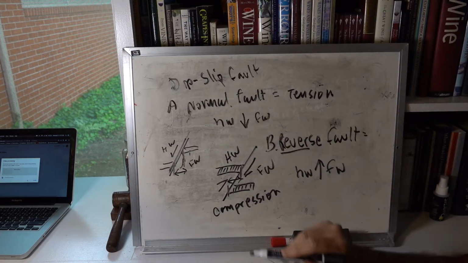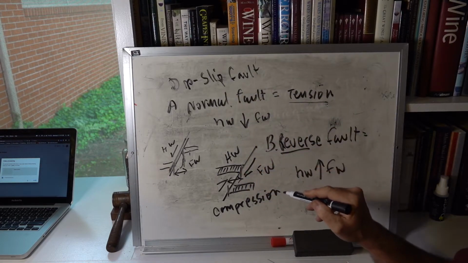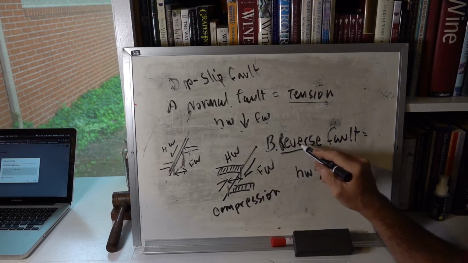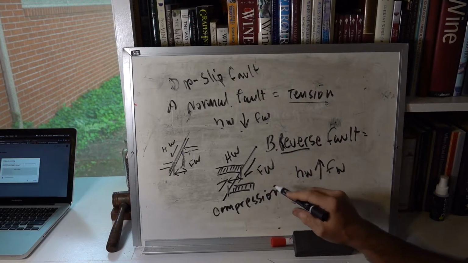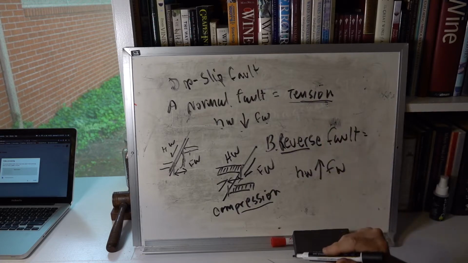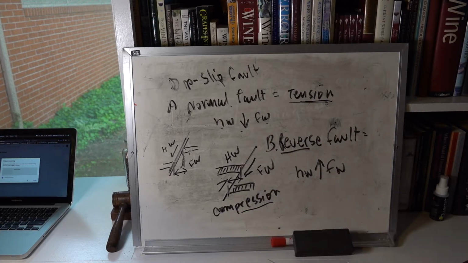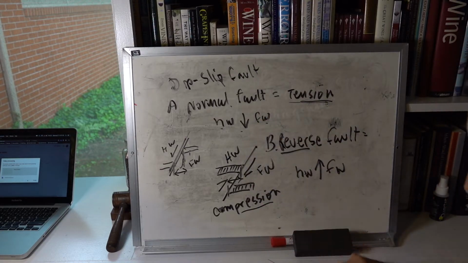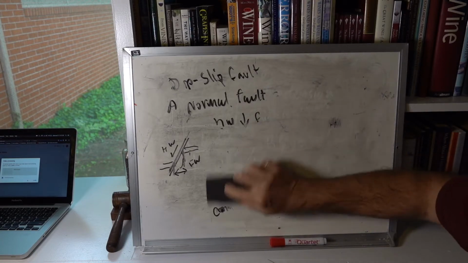So a normal fault is a type of dip-slip fault that has been exposed to tension, and the hanging wall moves down relative to the footwall. A reverse fault is where the hanging wall moves up relative to the footwall, and it's a result of compressional forces or compressional stress. So those are two types of dip-slip faults right there. We're going to give a little bit more detail in just a couple of minutes here.